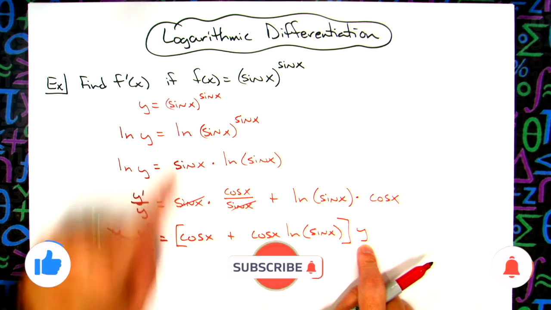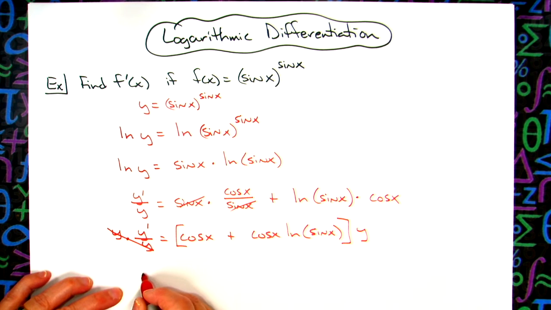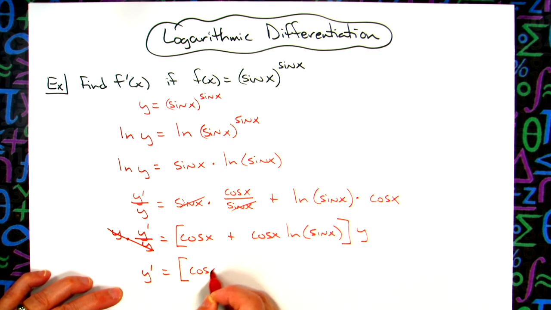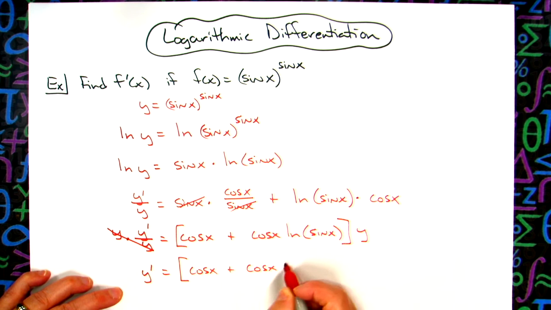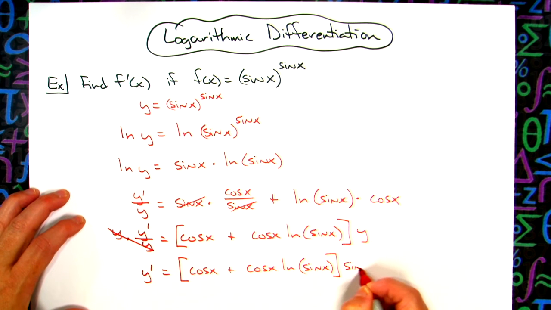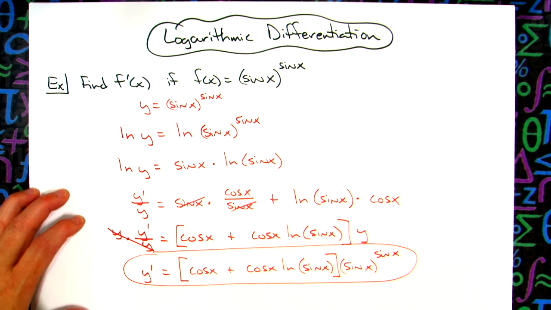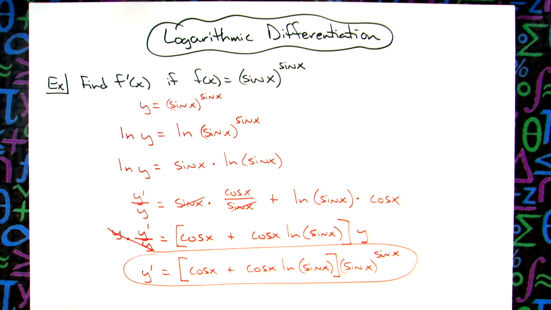So without doing too much simplification to this final answer, making that replacement will get you to an equivalent correct answer. So we're going to have y prime is equal to cosine x plus cosine x natural log sine x. Just writing that down again. Now replacing my y with sine x raised to the sine x. So like I said, without simplifying that answer any further, we've clearly found that derivative. We've gotten down to y prime. Making that substitution for my y, everything is in terms of x.